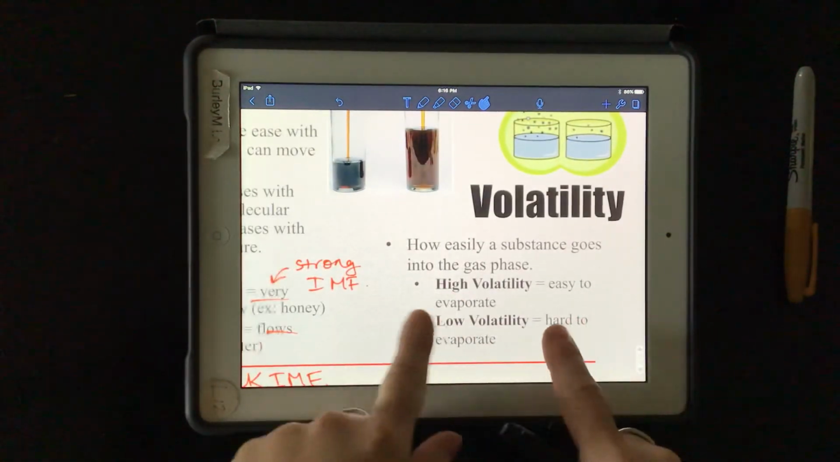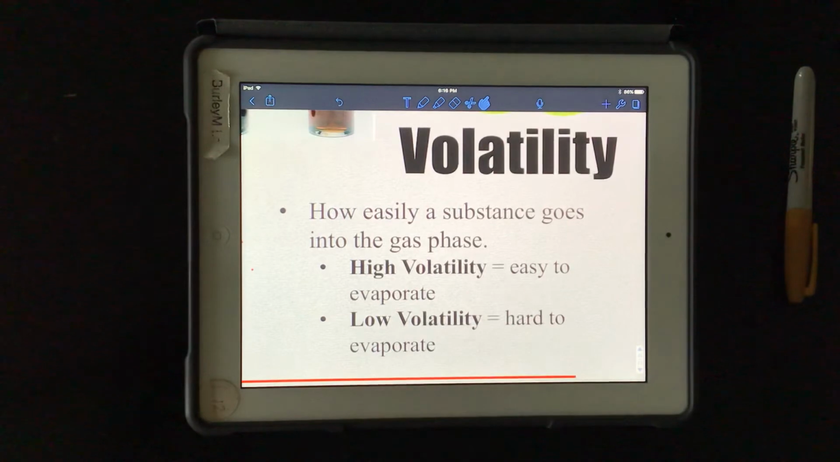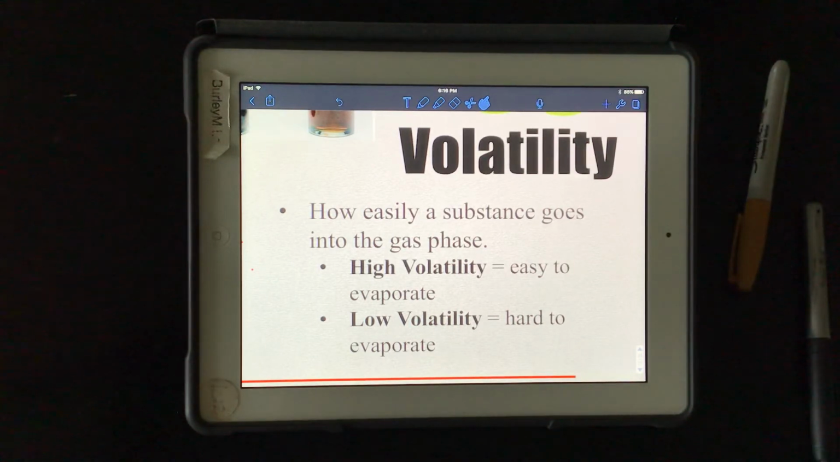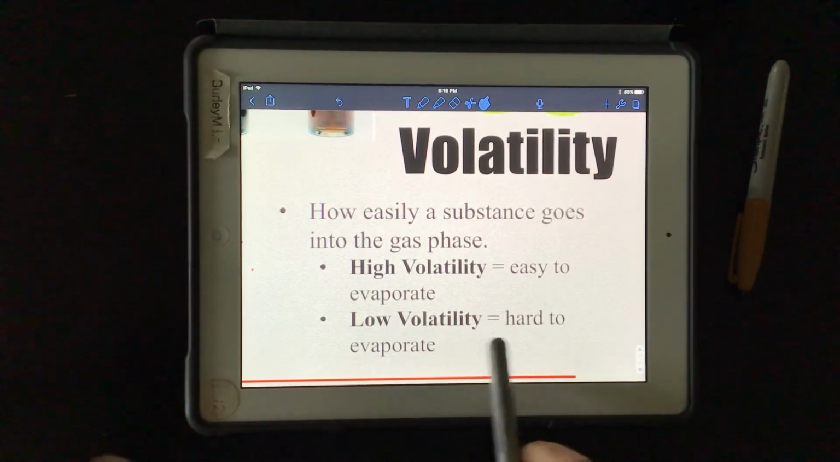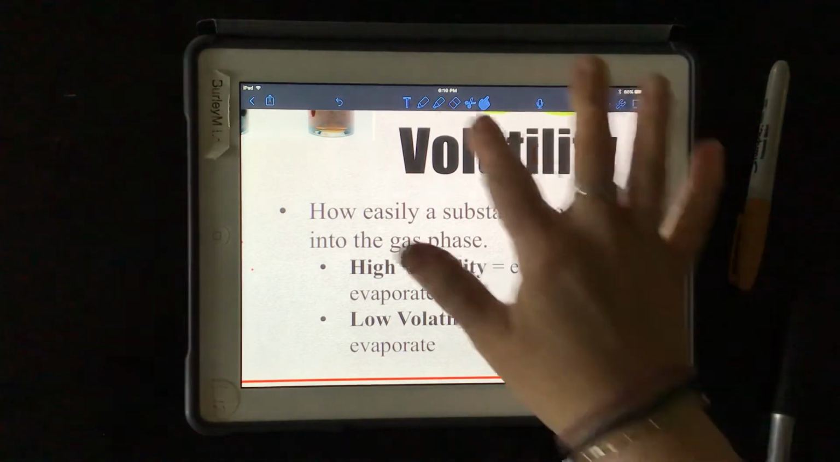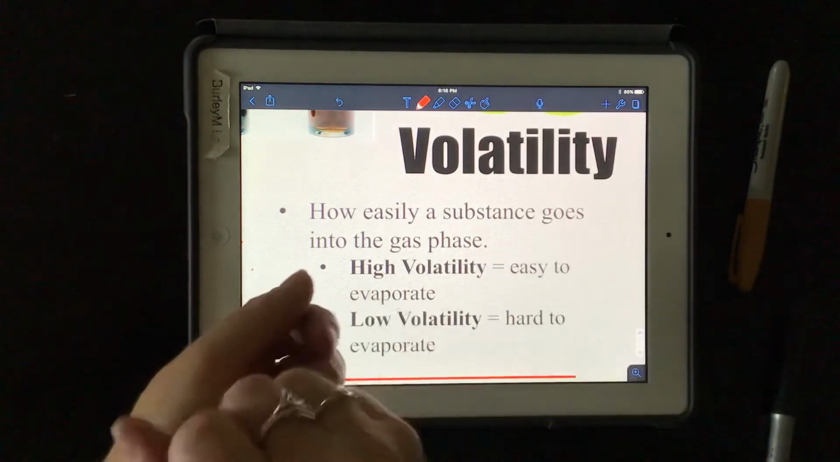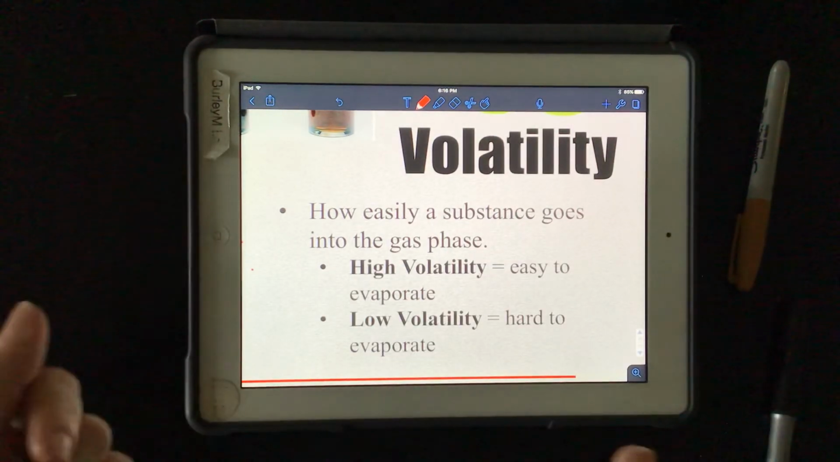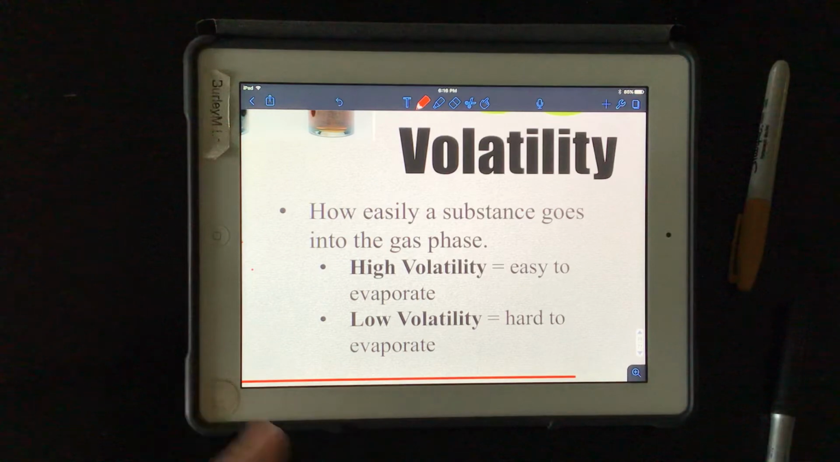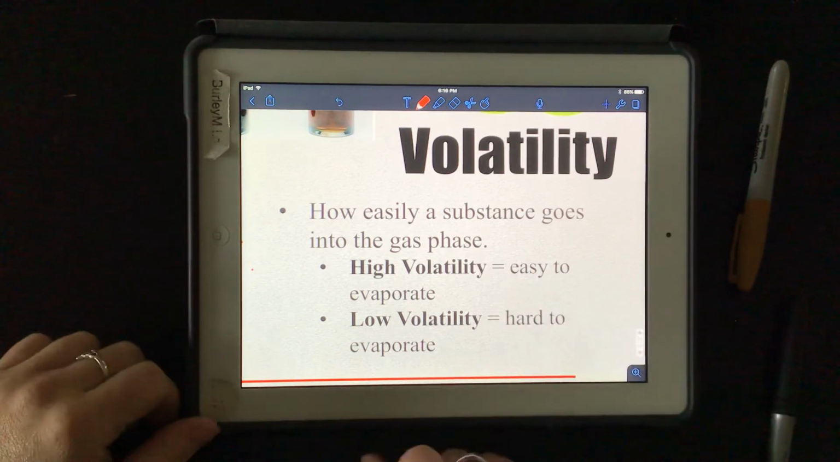The next thing we're going to talk about is volatility. And volatility is how easily a substance goes into the gas phase. If something has a high volatility, it means that it evaporates very easily. If something has a low volatility, it's very hard to evaporate. Because of this, if something evaporates easily, it means that it goes from a liquid to a gas very quickly, which means that the intermolecular forces must not be that strong.